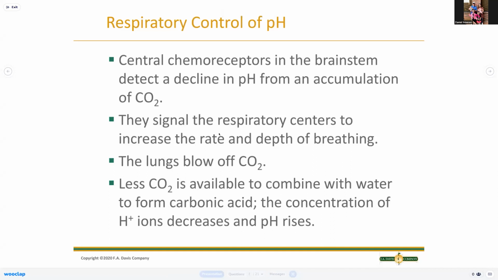So again, this talks about the specific stuff of how our lungs do this. I'm not too concerned about it. You might ask, tell me how the lungs regulate pH, and you're like, central chemoreceptors in the brainstem. You don't have to know all that. Just know that the big thing is CO2 levels, right? Up or down, hydrogen ions follow. Lungs can blow off or retain CO2 depending on what we need, okay?